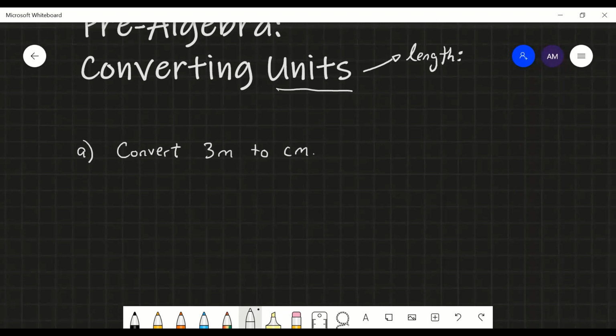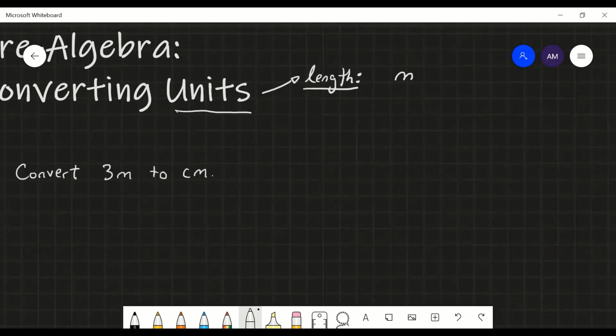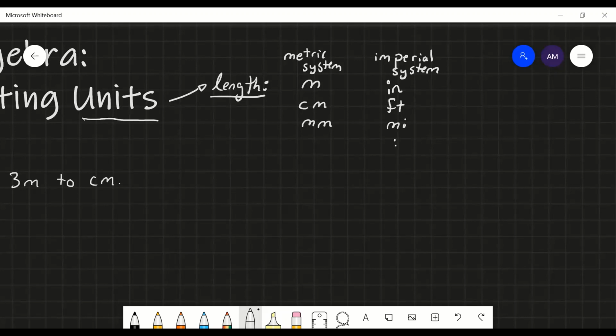we may be using different measuring systems. We may be measuring length in meters, in centimeters, in millimeters, if we're using the metric system, or if we are using the imperial system, it's possible that we're using inches as our units, or feet, or miles, etc. Now there are many units of length, too many to count, and too many that are worth mentioning here.